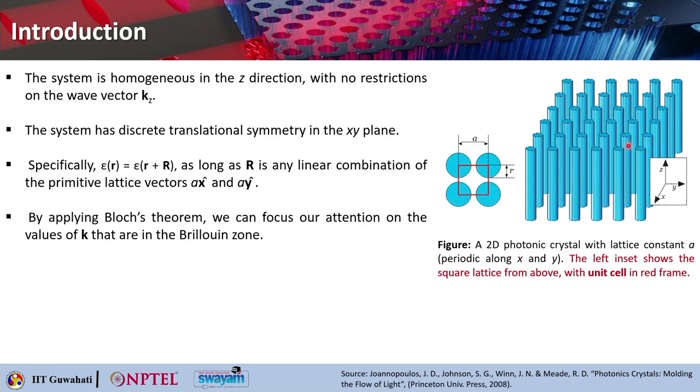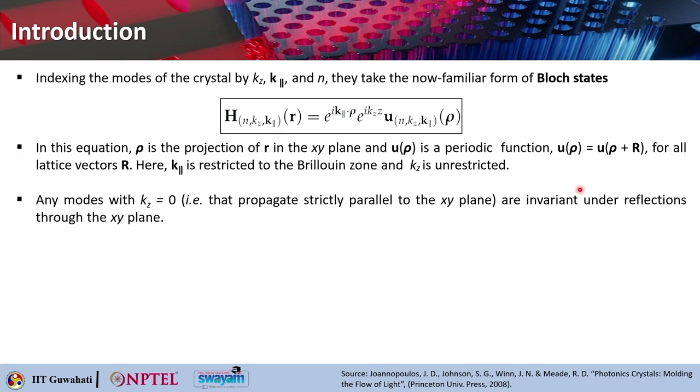So, once again, keep this figure in mind that the crystal is periodic along x and y and it is homogeneous along z. So, you can also think of ε(ρ) as basically a periodic function. Whenever you say periodic function, ε(ρ) can be written as ε(ρ + R), and that is true for all the lattice vectors R.